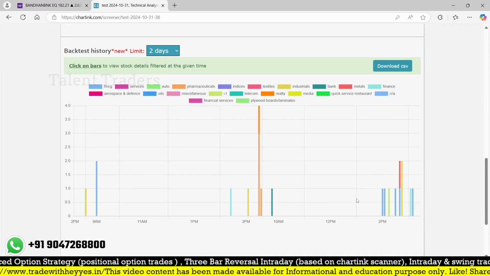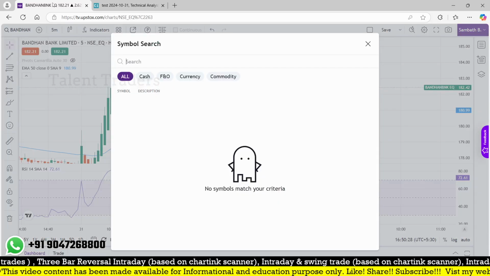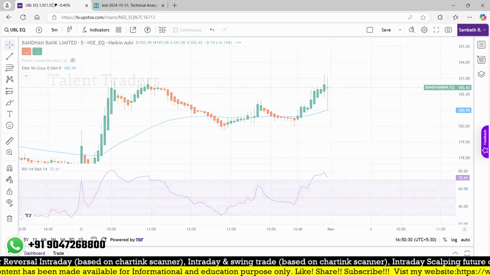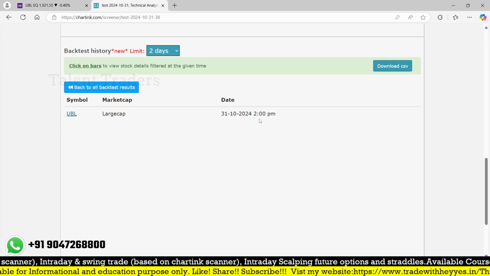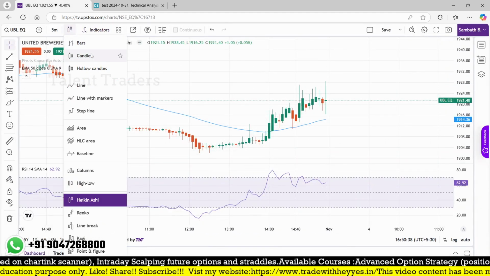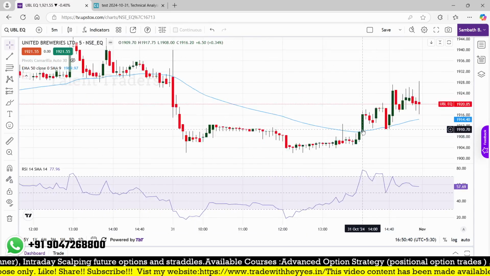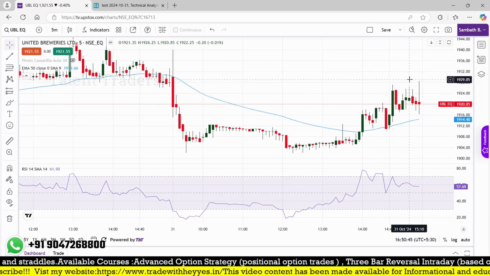After that, we have some more stocks, and UBL, United Breweries Limited, UBL. So what is happening on UBL? It was happening by 2 o'clock. Exactly 2 o'clock. After 2 o'clock, the stock moves. So let me check how the candle is measured after 2 o'clock. So this is at 2 o'clock. After that, around 1916, and it went up to a maximum of 1928.